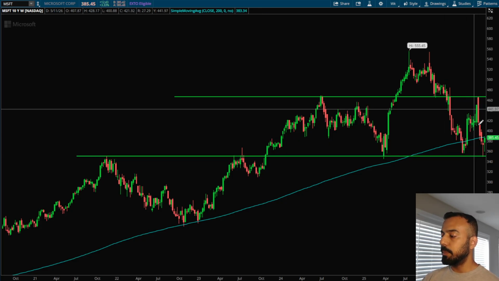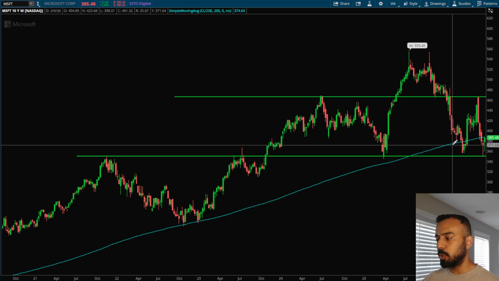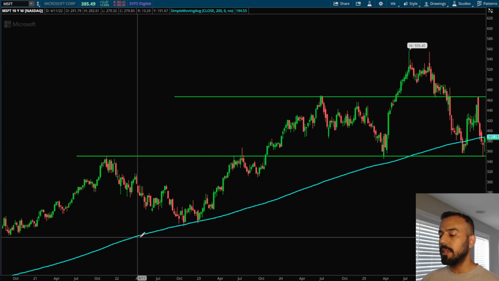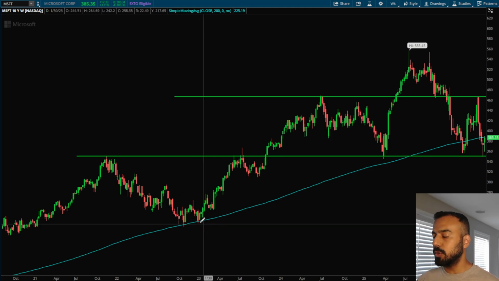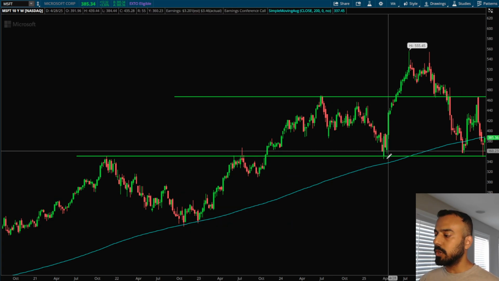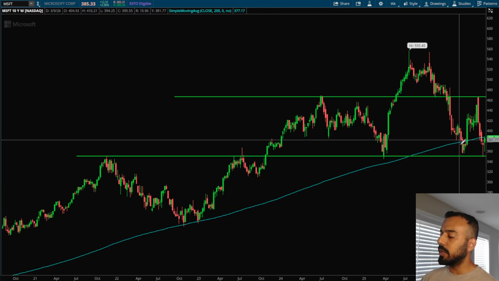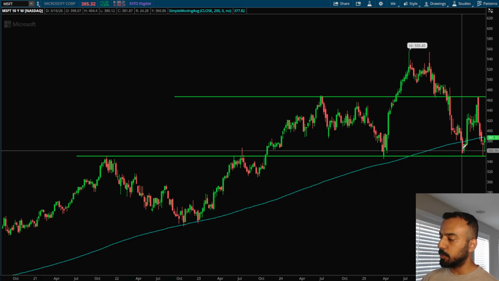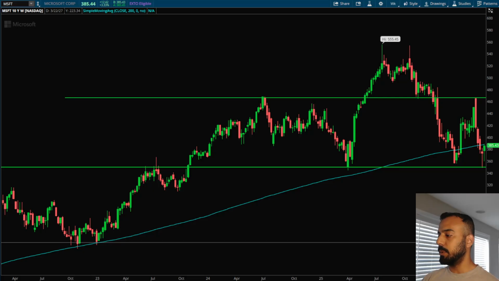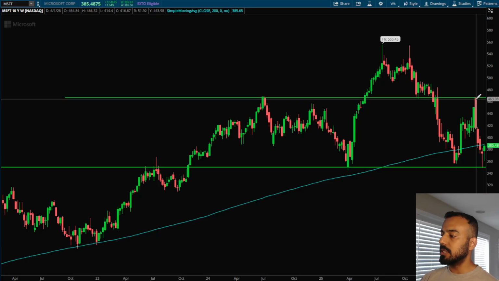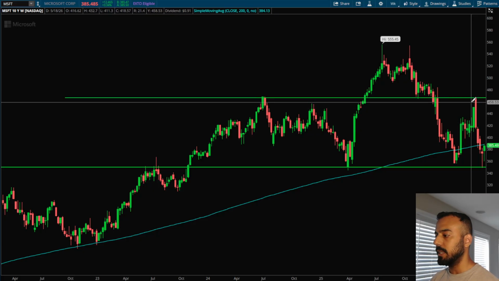bounced again, but at this time we also had the support of the 200 weekly simple moving average. We bounced on this in 2022, we came very close to it in 2025, and this time we went under it a little bit but then found support and pushed up higher. Now notice again, let me zoom in a little bit more here. What do we see here? Another rejection at 460.